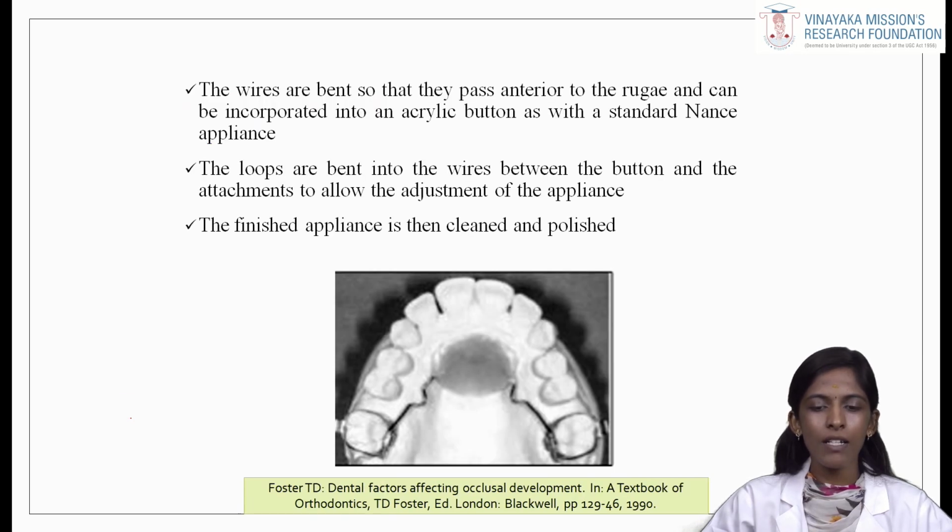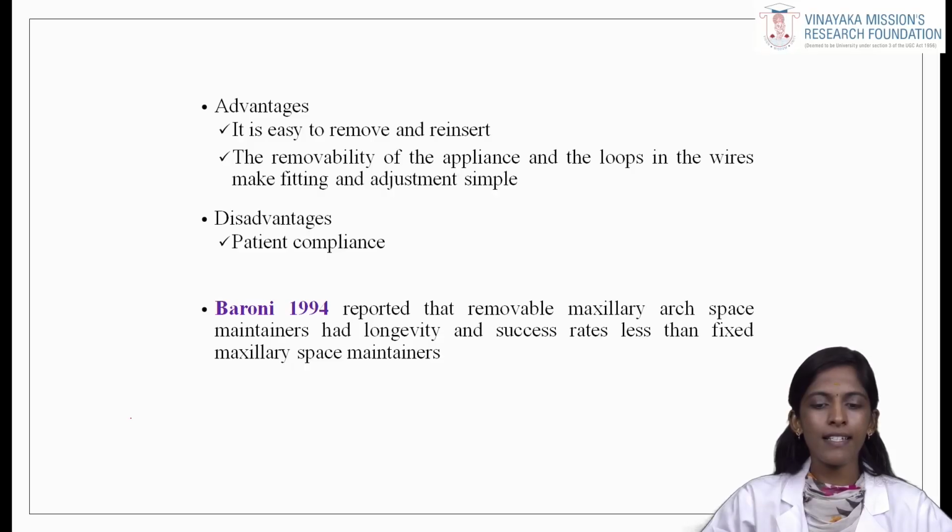The wires are bent so that they pass anterior to the rugae and can be incorporated into an acrylic button as with the standard Nance appliance. Loops are bent into the wires between the button and the attachments to allow adjustment of the appliance. The finished appliance is then cleaned and polished. Advantages include that it is easy to remove and reinsert. The removability of the appliance and the loops in the wires make fitting and adjustment simple. Disadvantages include patient complaints.